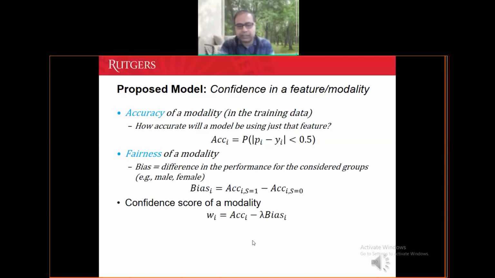How do we combine the two? We simply take a weighted combination. So this parameter lambda is going to dictate how much importance we want to give to accuracy versus bias when we decide how useful or important this feature is.